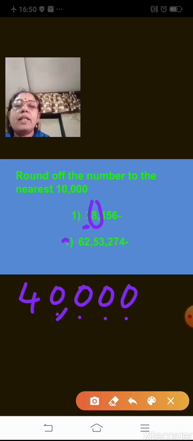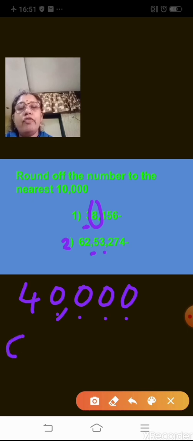Now let us take the second sum. This is the second sum: 62,53,274. Now here the number which is to be rounded off is in the 10,000s place. So count it: ones, tens, hundreds, thousands, 10,000s. That is 5. Now you will see the number at the thousands place. What is the number at the thousands place? It is 3. That means it is less than 5.